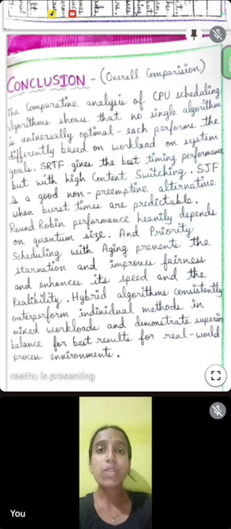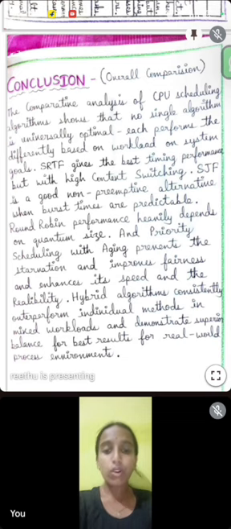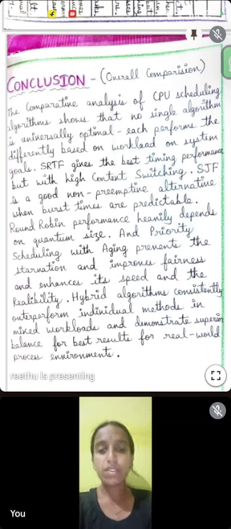Therefore, choosing an optimal quantum must be adapted to workload characteristics. This experiment not only validates the behavior of round robin scheduling but also highlights the importance of careful parameter tuning for real world operating system performance.